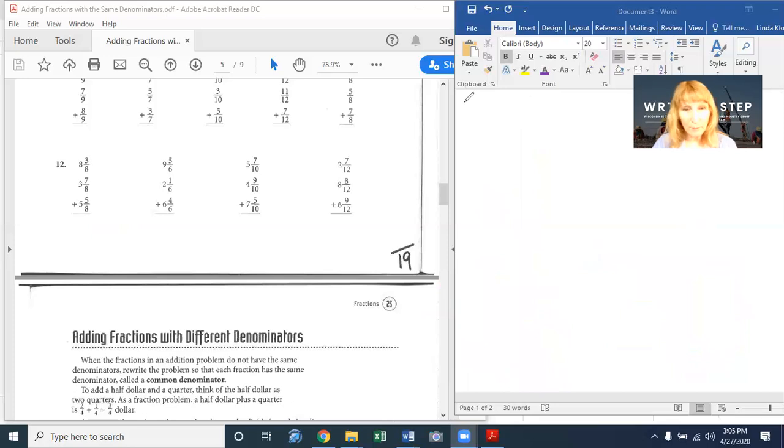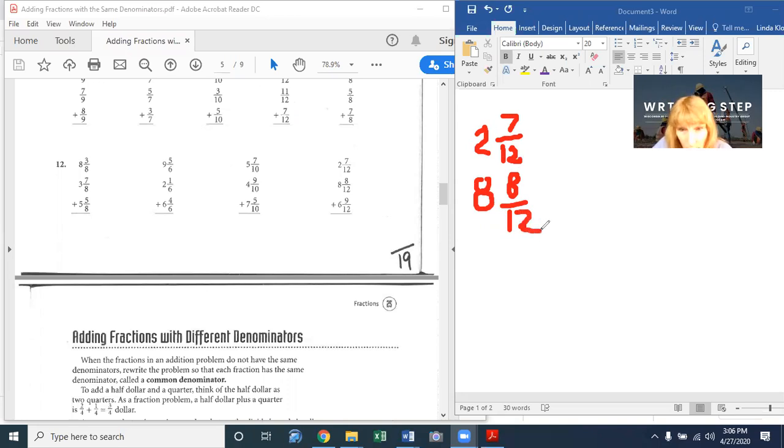Okay, the problem next is this one right here. So let's write that one out. We got 2 and 7/12. If you want to pause the video and do it first on your own and see if you get the right answer, feel free to do that, and then we can work through it when you press play again. 8/12. And the last one is 6 and 9/12. Okay, let's add these up.